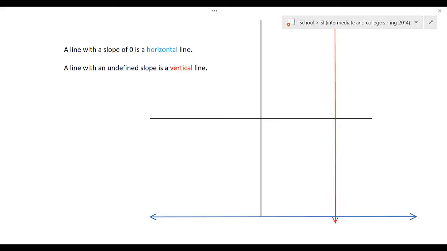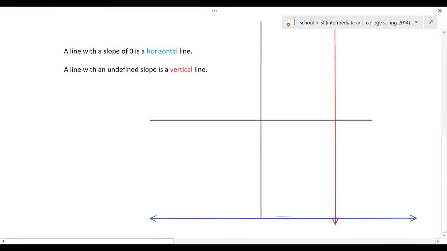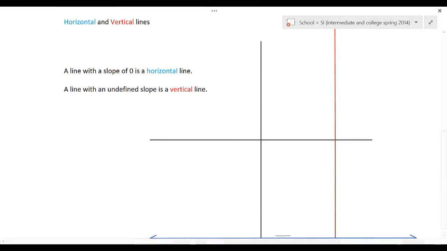The first thing to look at is that a line with a slope of 0 is a horizontal line. You can see down here in blue that is what a horizontal line looks like. A line with an undefined slope is a vertical line, and you can see that in red. That's really all the knowledge you need to have for this. Now let's go into some examples.